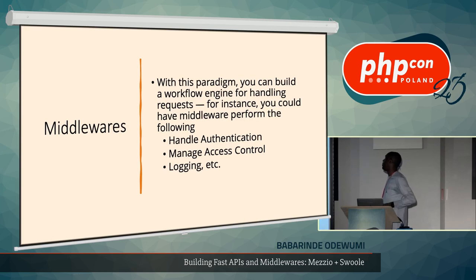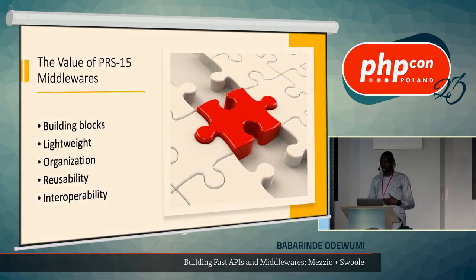Now, with this paradigm, you can build a workflow engine for handling your requests. For instance, you could have a single middleware that handles authentication, another middleware that manages authorization, another that manages logging and what have you, around the whole strata or layers that you are able to come up with. So the value of PSR-15 middlewares is that they become building blocks, Lego bricks, you can also call them. They are also lightweight, meaning they can be as simple as you want them to be.